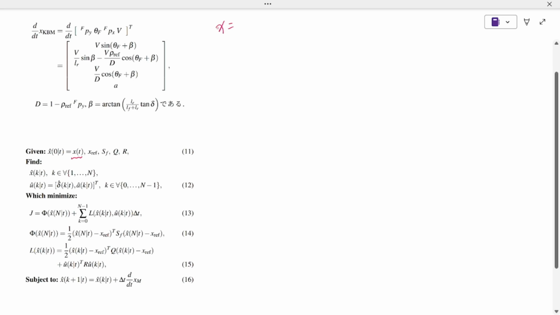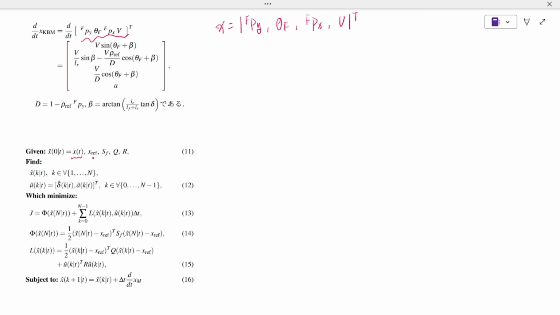xt here equals, this is the KBM state space. So it equals fpy, theta f, fpx, and velocity transpose.